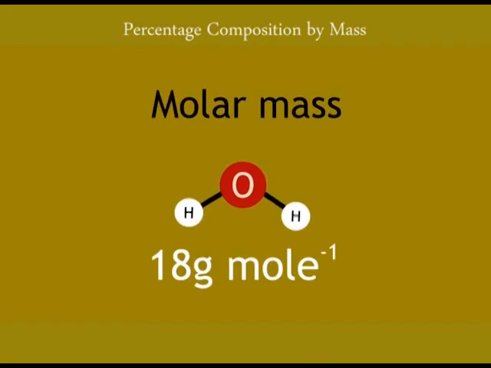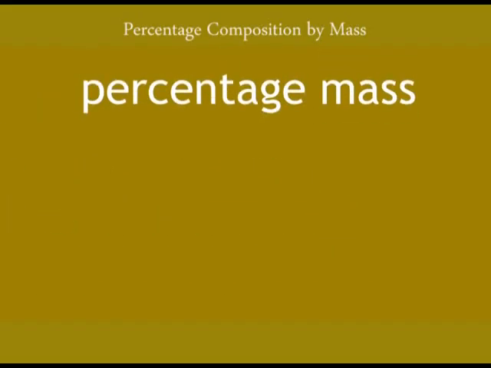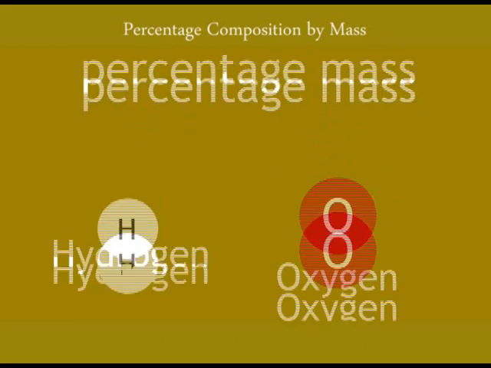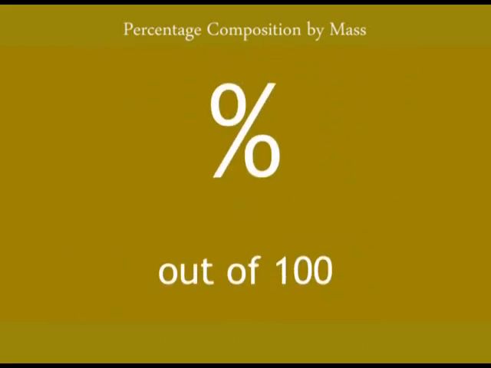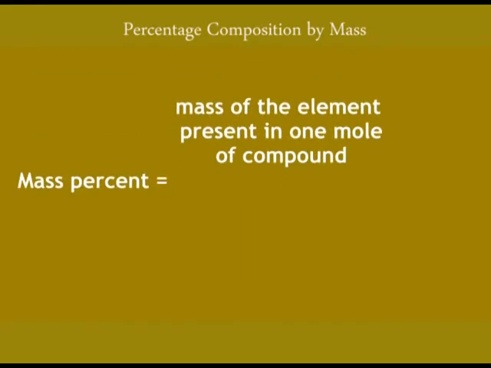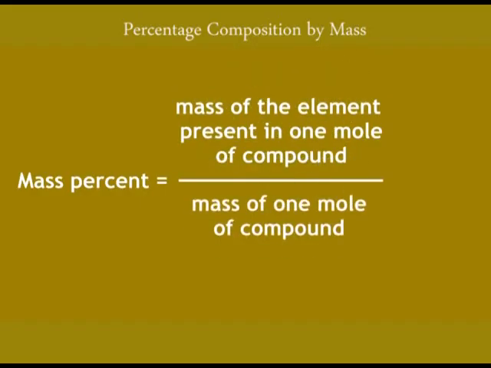Now that we know the molar mass of a water molecule, we can work out the percentage by mass of hydrogen and the percentage mass of oxygen. Percentage means out of 100. So we use the formula: mass percentage is equal to mass of the element present in 1 mole of a compound divided by mass of 1 mole of that compound, times 100.